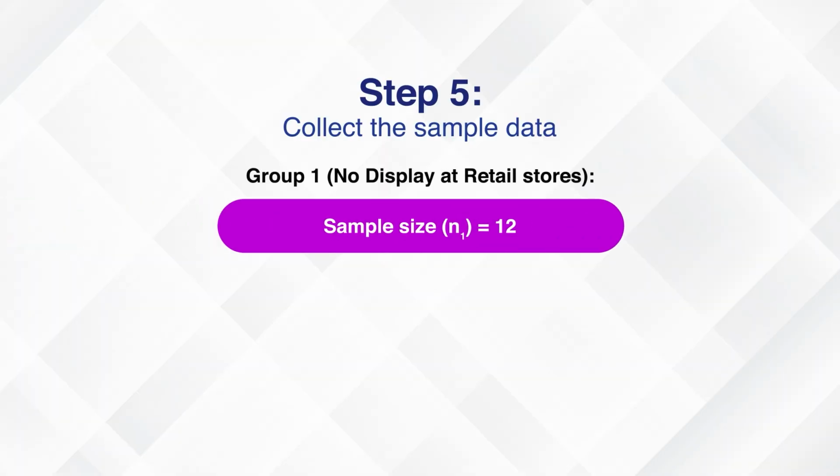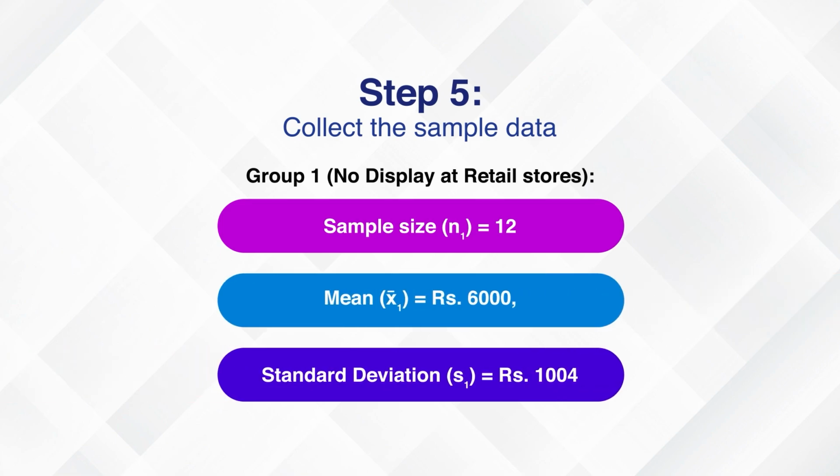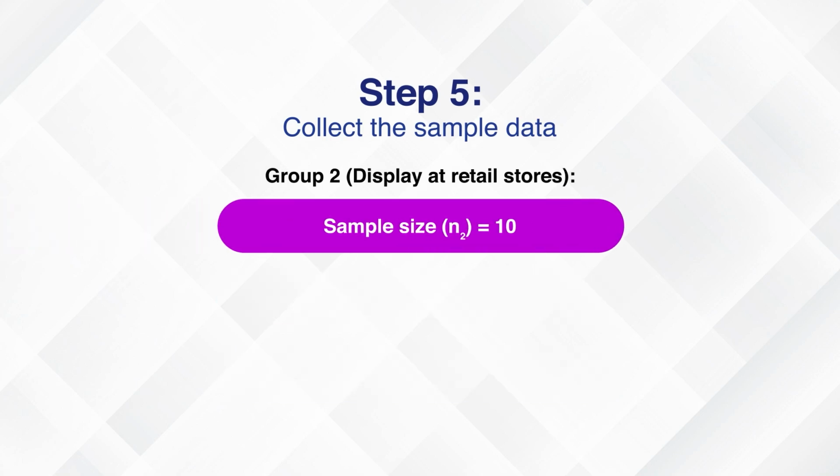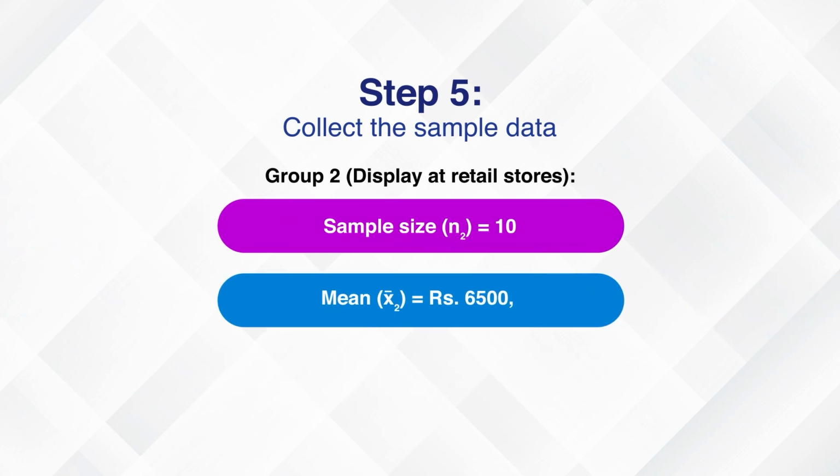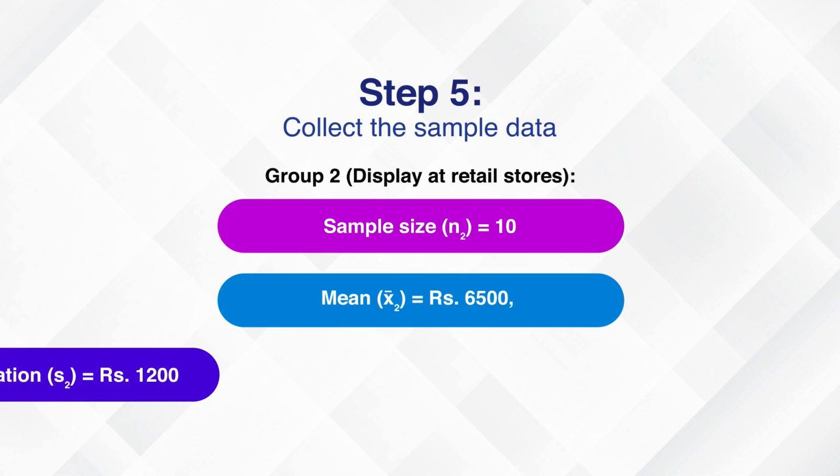Step 5, collect the sample data. So sample data is already given. For group 1, sample size is 12, mean is 6000, standard deviation is 1004. For group 2, sample size is 10, mean is 6500, standard deviation is 1200.